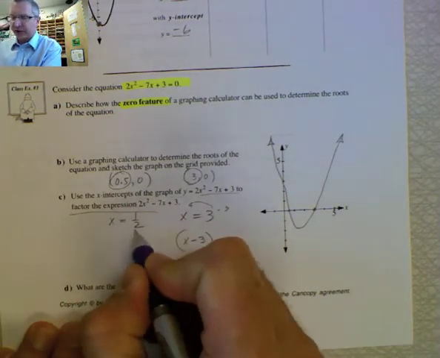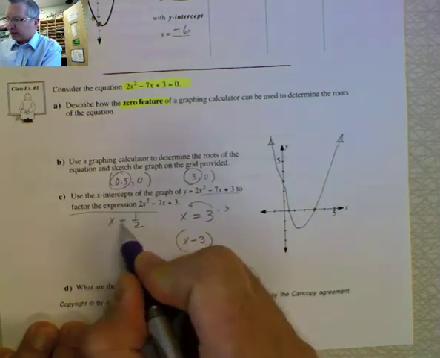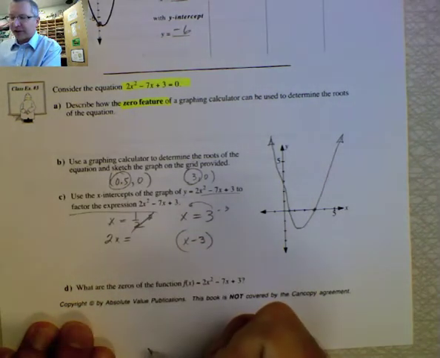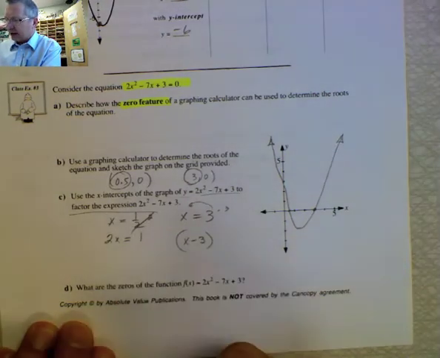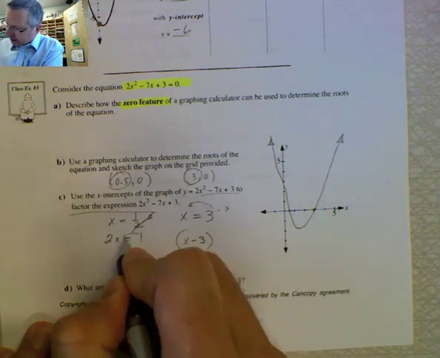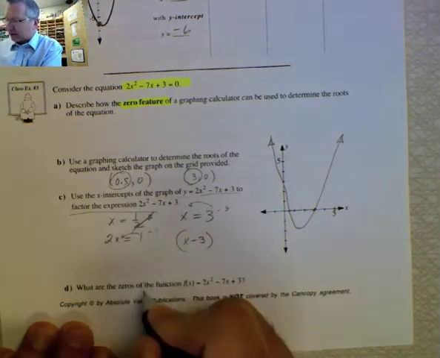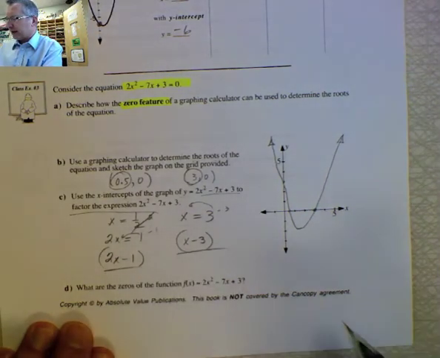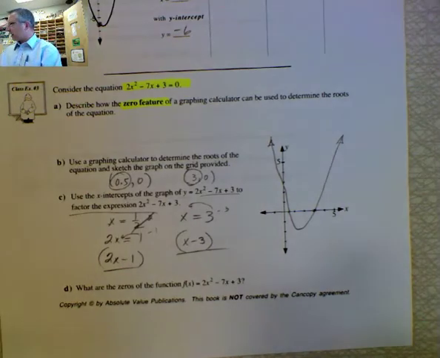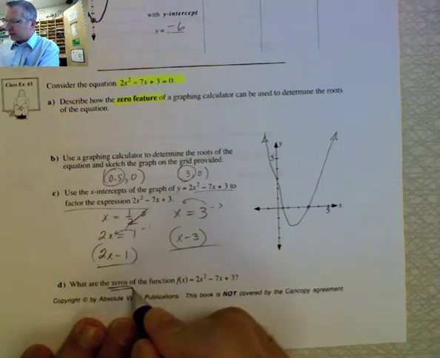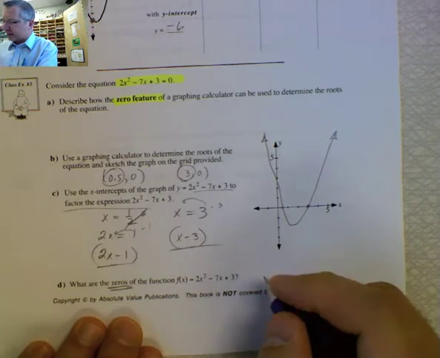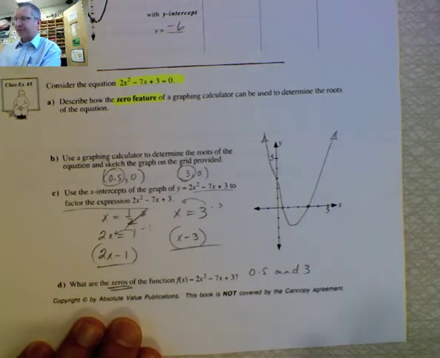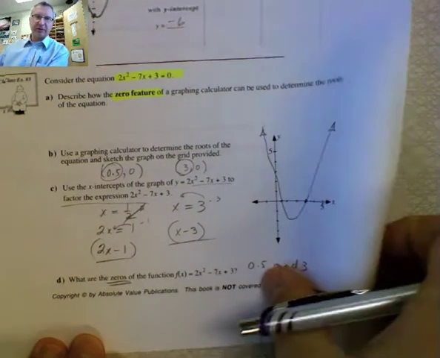Here, first thing we need to do is multiply both sides by 2. So that's going to make this 2x, and when we multiply by 2 here, the 2's cancel out, and that gives me 1. Then I need to move the 1 over to the left side by subtracting 1, and I get 2x minus 1 and x minus 3 as my factors. And again, the zeros of the function are the same as the x-intercepts, so the zeros are 0.5 and 3. So that's not so difficult.